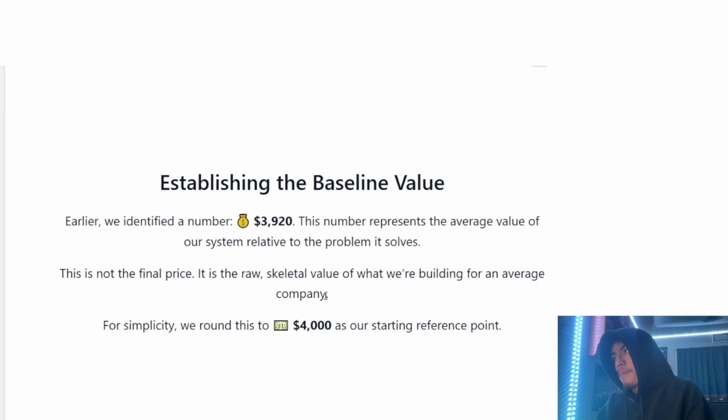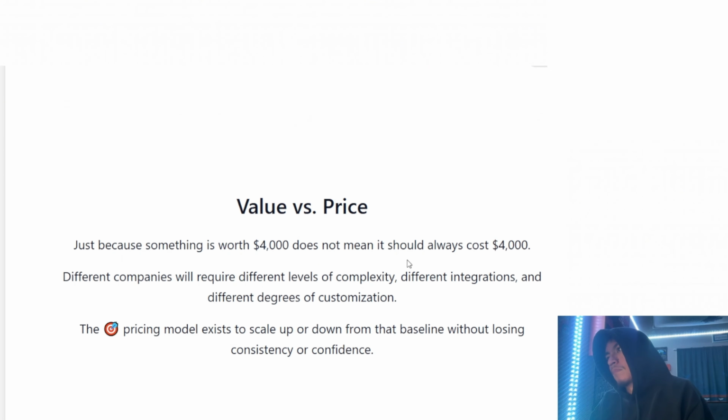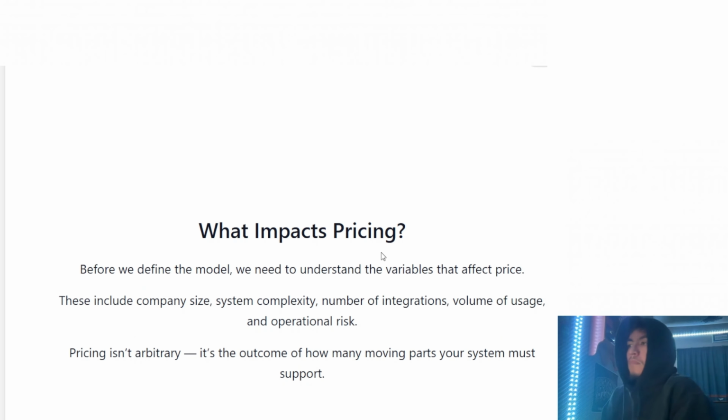Obviously, we're not going to charge $4,000 for every single system because we know that some companies are going to want more complexity, some are going to have less complexity than others. So now what we're going to try to do is figure out, one, what are these things that could be affecting that pricing? And then we're going to create a pricing model that's going to apply to different companies based on their environments, their sizing, their complexity, all these different things that we're going to look at.